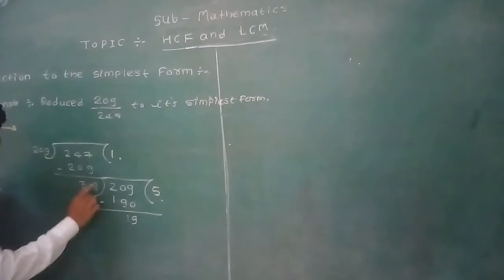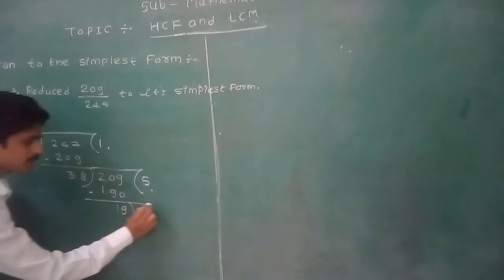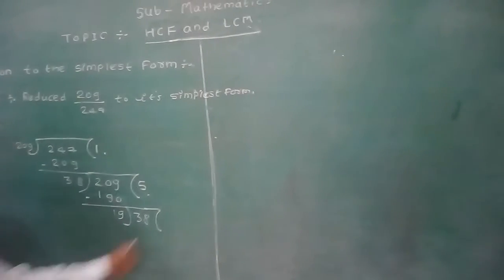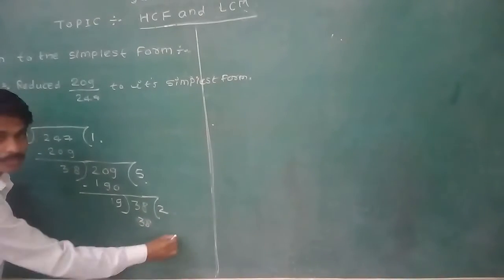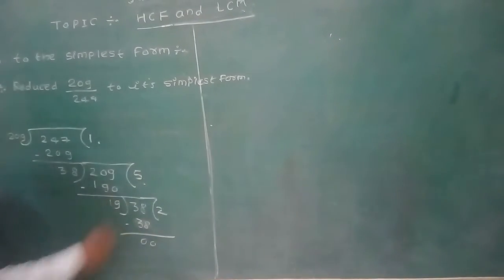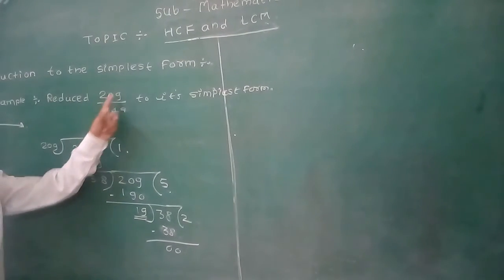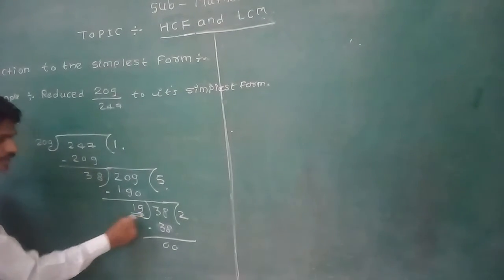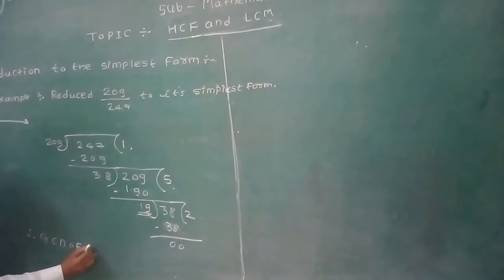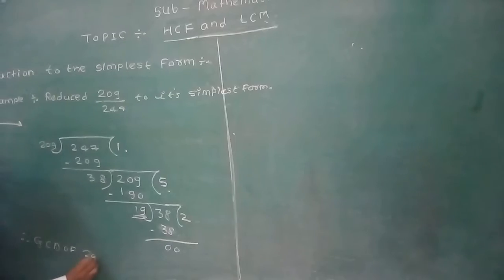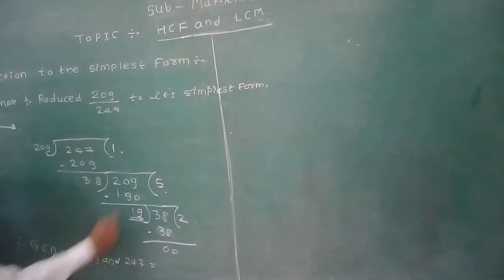Now in these two numbers, the smaller number is 19 and the bigger number is 38. So divide 38 by 19, we get 2 here and 38 below. So we get remainder 0. So we can say that the GCD of 209 and 247 is 19. Therefore we can say that the GCD of 209 and 247 is equal to 19.